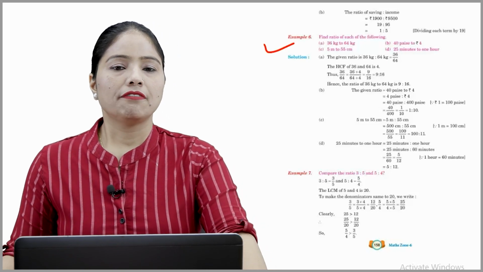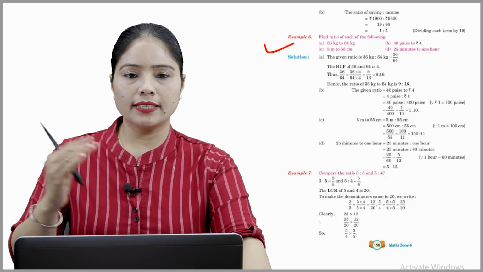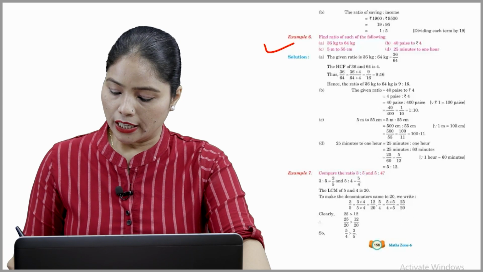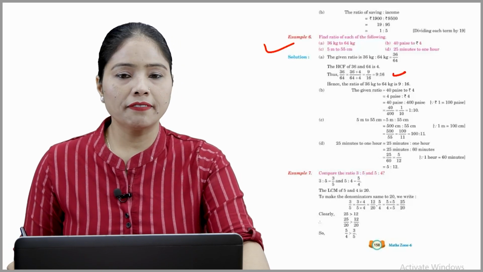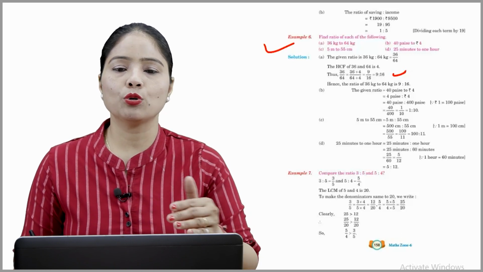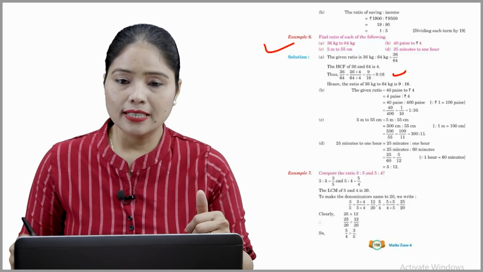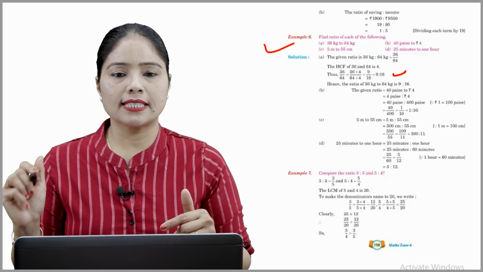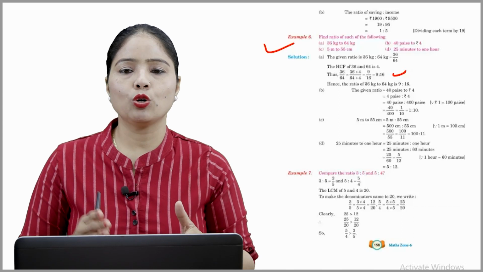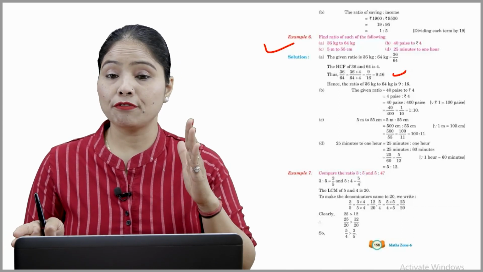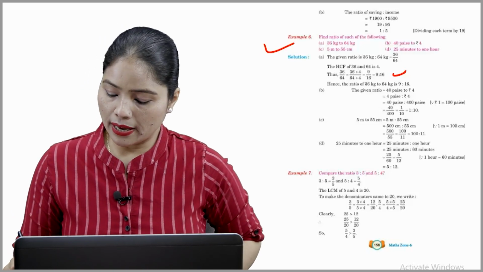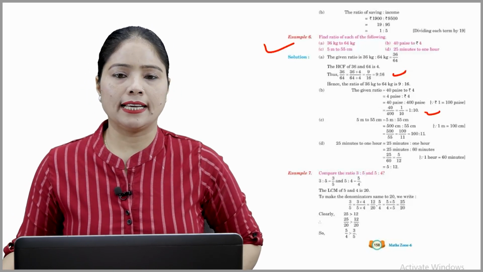Example 6. Find ratio of each of the following. 36 kg to 64 kg. हम क्या करेंगे? सबसे पहले इन दोनों को डिवाइड करेंगे, 4 से डिवाइड करा 36 को, 4 से करेंगे 64 को और हमारा आंसर आएगा 9:16. ओके. सिमिलरली बी पार्ट में 40 पैसे को 4 रुपीज़ से करेंगे. सो पहले 40 पैसा और 4 रुपीज़ मतलब 400. सो ये हमारा बन गया 1:10.